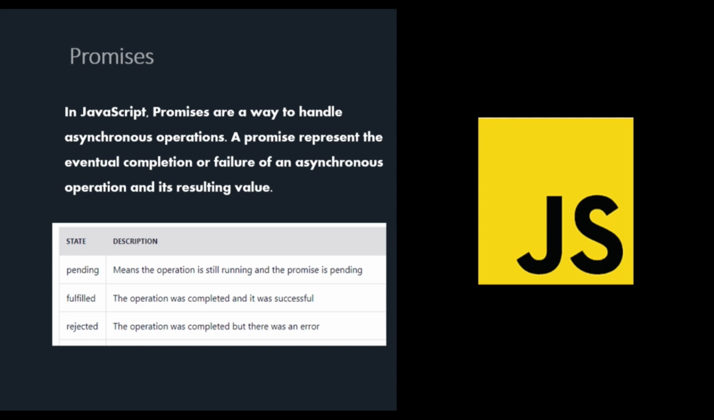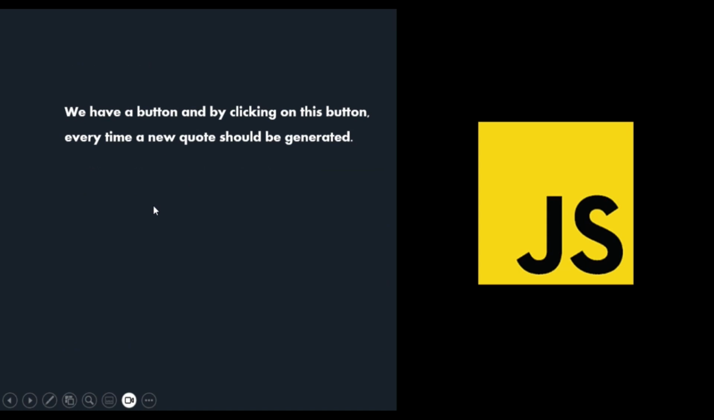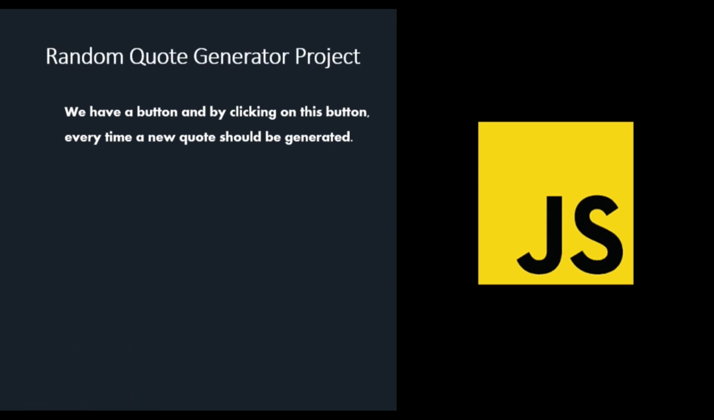So now let's jump on to the project that we are going to cover. The project we are going to cover in this video is a random code generator project. And what we will do in this project is we will have a button, and once a user clicks on that button, then every time a new code will be generated and it will appear in the UI. So basically this is the project that we will be going to cover.